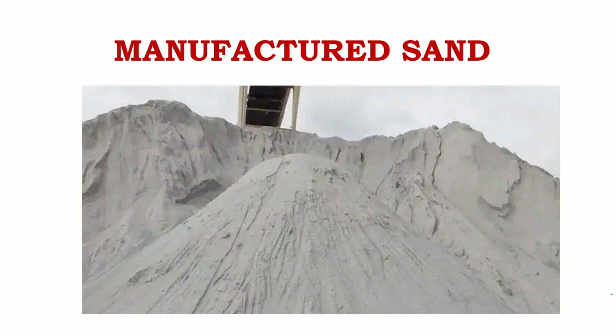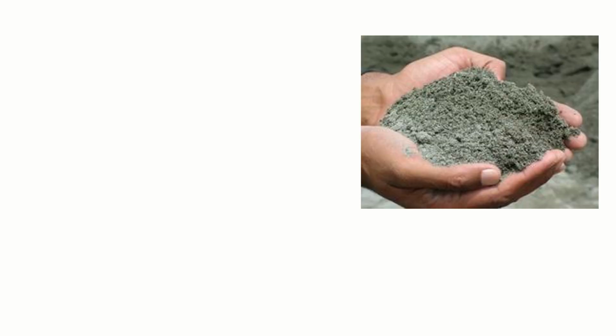So in this video we will see about manufactured sand, that is M sand, and about recycled aggregates. Manufactured sand is the most common alternative for river sand, and recycled aggregates are an alternative for coarse aggregates. So let's see each of them in detail: advantages, disadvantages, properties and applications. Moving on to the first one, which is manufactured sand.